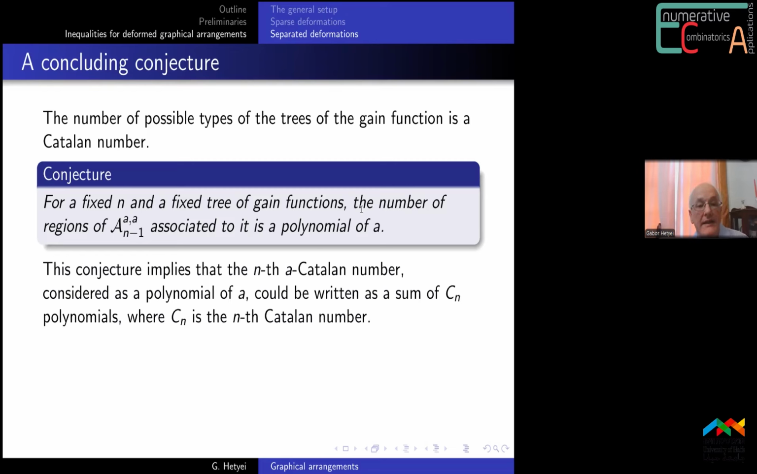It seems to me that the number of regions is a polynomial of A, and so the nth A-Catalan number should be written as a Catalan number of polynomials of A. Okay, so that's a weird thing. I have tried small examples where I could work this out and prove this, and I don't know how to prove this in general. Am I really over?